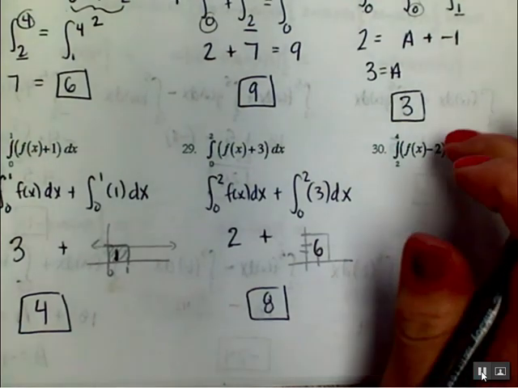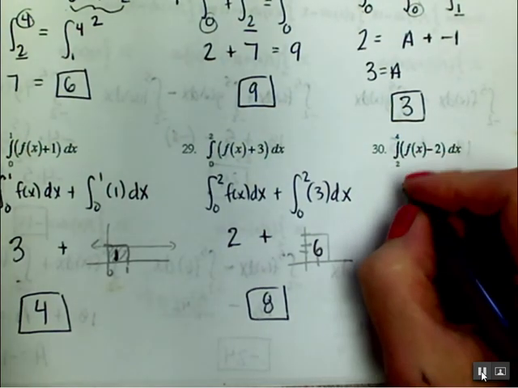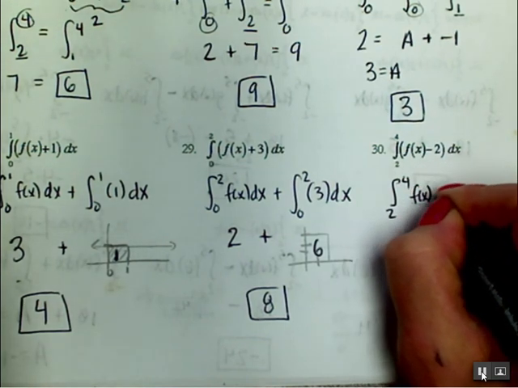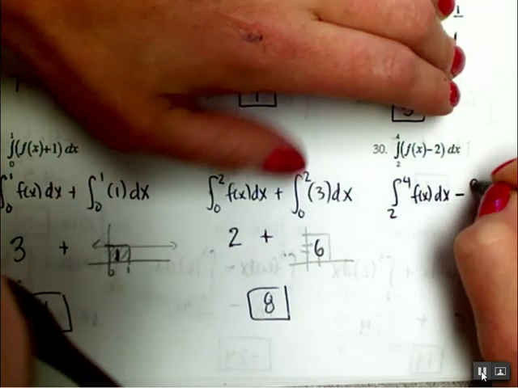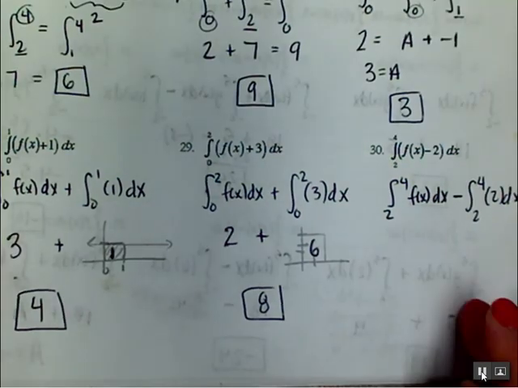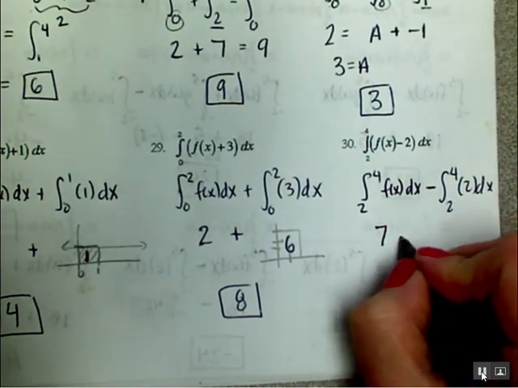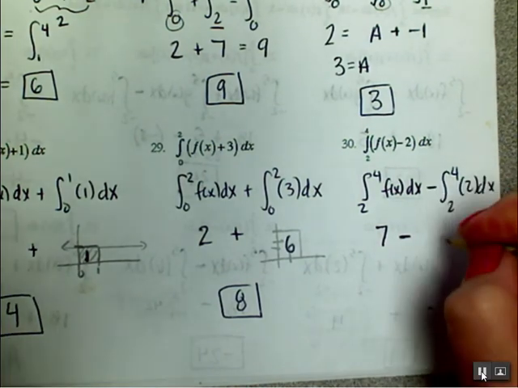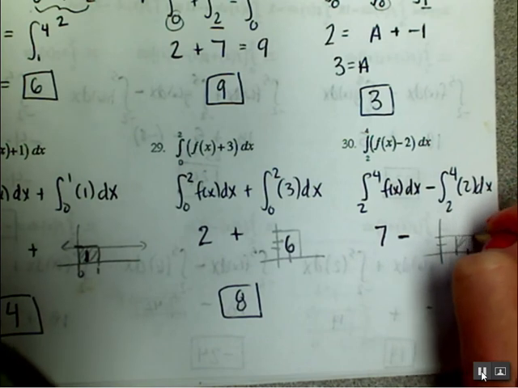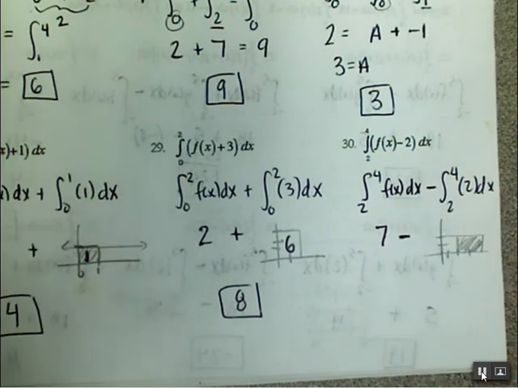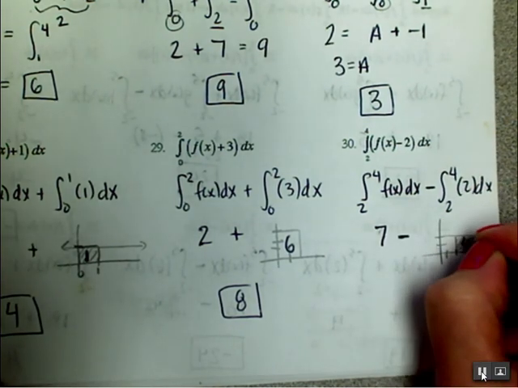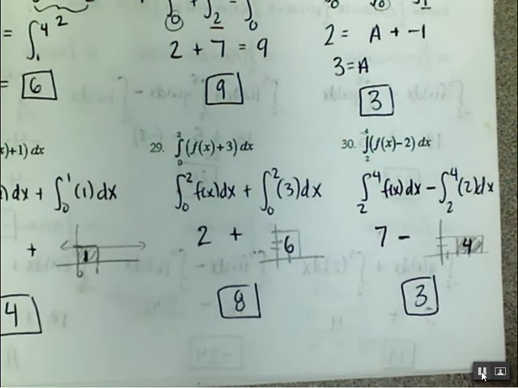Okay, last one, 2 to 4. Oh, good. That's the third integral that's given to me. Okay. Split it up. 2 to 4 f of x dx minus 2 to 4 2 dx. Right? This one is 7 minus, sketch the graph. That's a 2 by 2, so that's 4 units. So 7 minus 4 is 3.